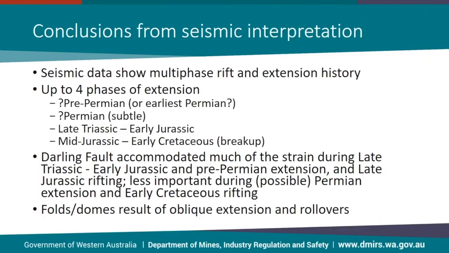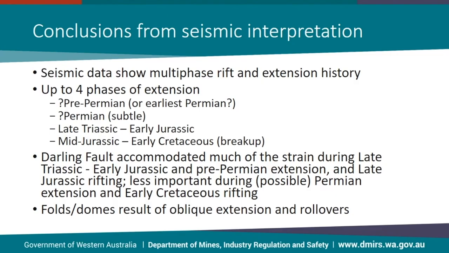In conclusion, the seismic interpretation shows the basin has a multi-phase rift and extension history. Up to 4 phases of extension can be recognised, the earliest being a possible pre-Permian extension event only expressed as normal movement on the Darling Fault, although this could actually be an early Permian event. There's also weak evidence in other parts of the basin of subdued Permian extension.